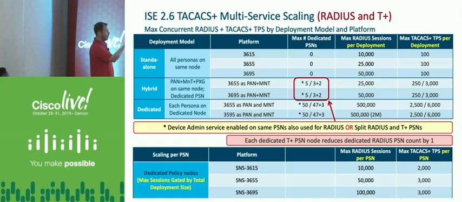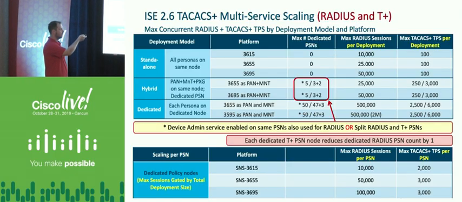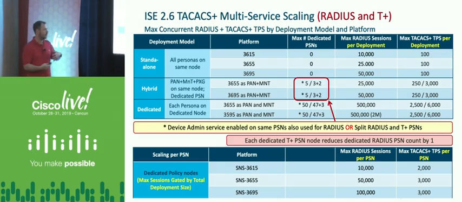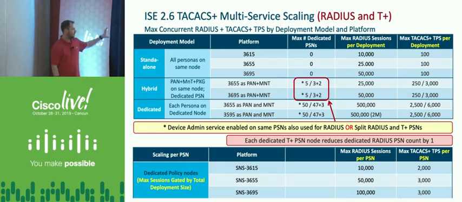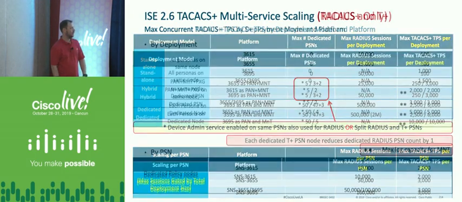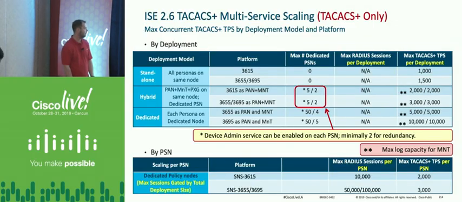So up to 5 PSNs. In this case, 3 PSNs running Radius, 2 PSNs running TACACS, or vice versa. So really being able to split that node.